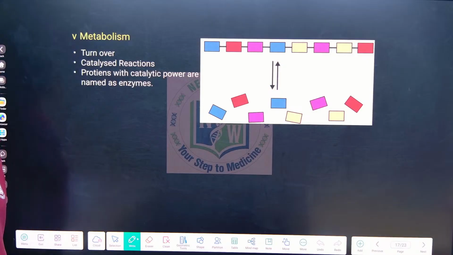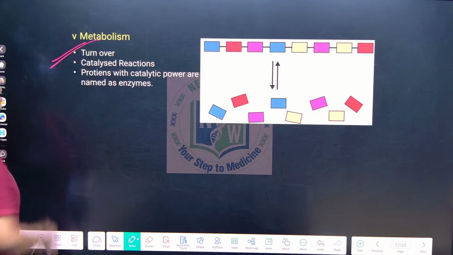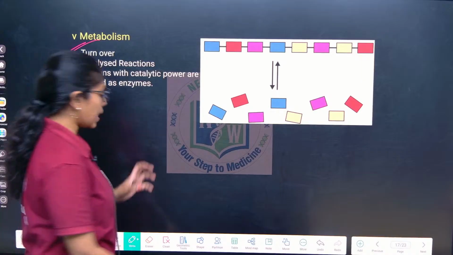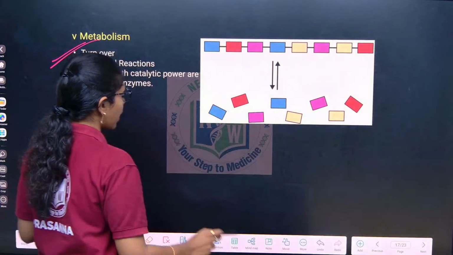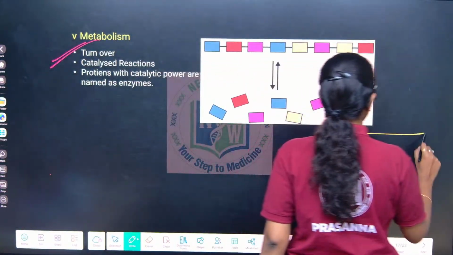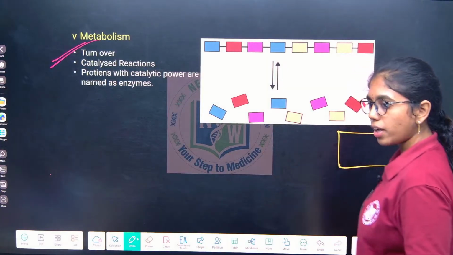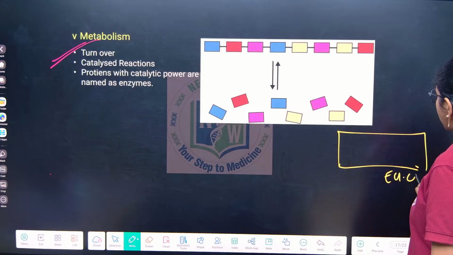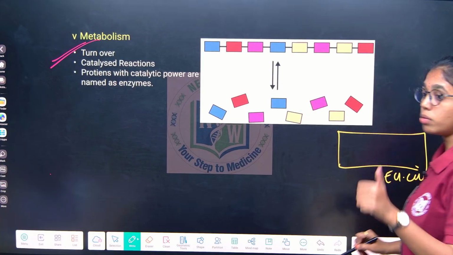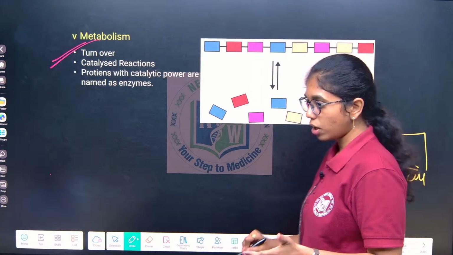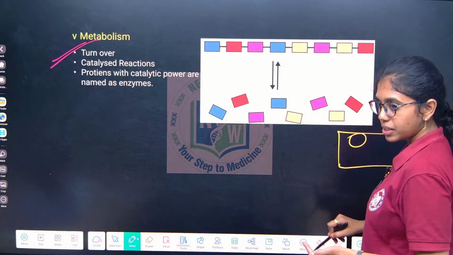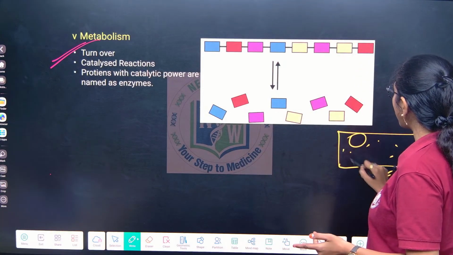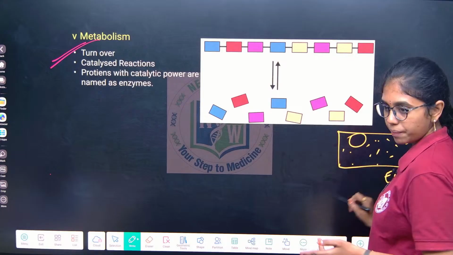Fine, right? Next, metabolism. Before going into enzymatic activity, you have to know a few terms which are given in our NCERT. First is turnover. What is turnover? In a single cell, what all are present? Let us assume a eukaryotic cell. In a eukaryotic cell, we have non-membrane bound, single membrane bound, and double membrane bound cell organelles. Nucleus is also present, and other cellular components are also present in a cell.